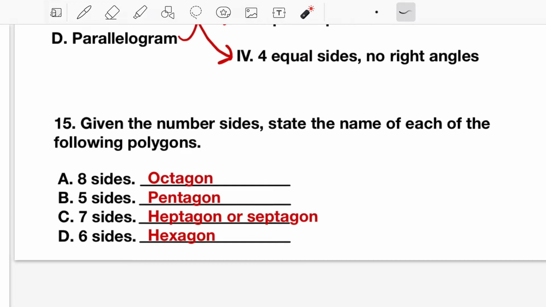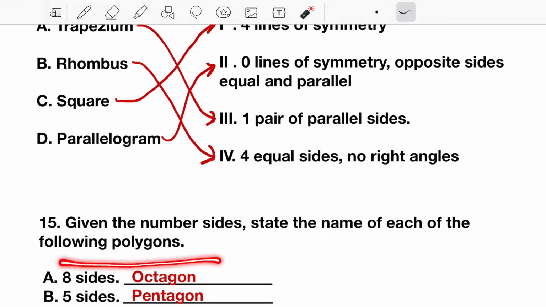Number 15. 8 sides, octagon; 5 sides, pentagon; 7 sides, heptagon or septagon; and 6 sides, hexagon.